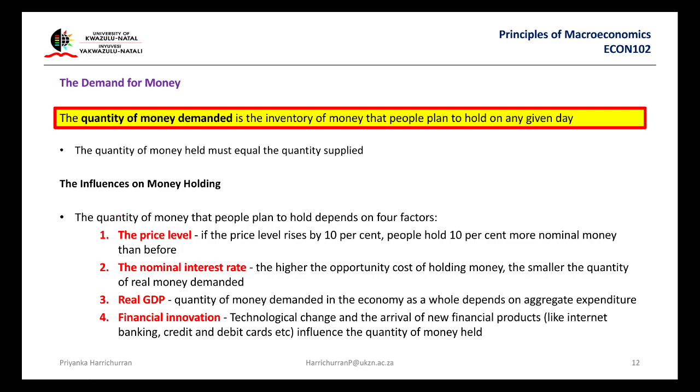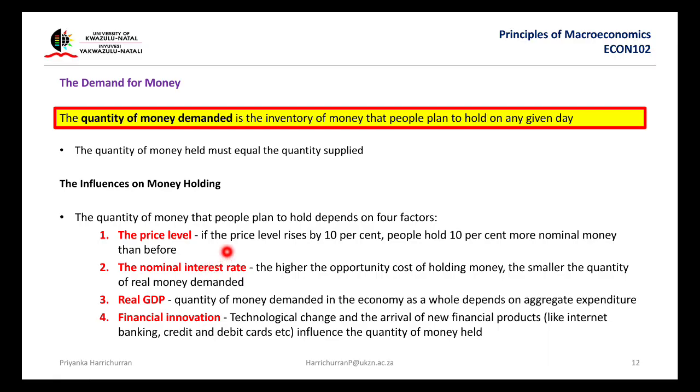What is price level? It is the average price of goods and services, right? So when that goes up, you obviously need more money in your hand. Nominal interest rate is the interest rate without inflation. You get the real interest rate, which is adjusted for inflation.